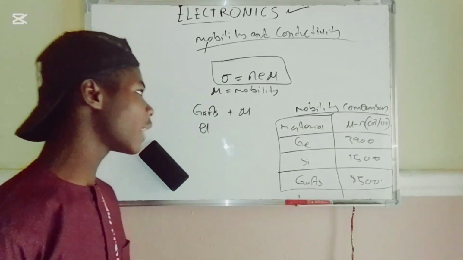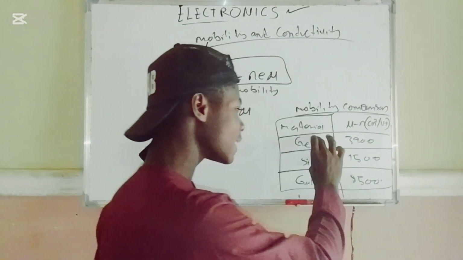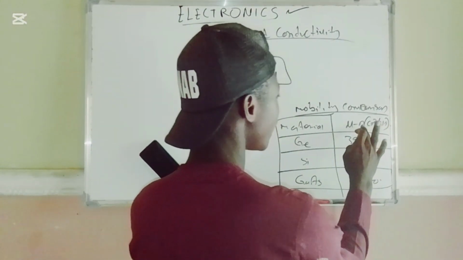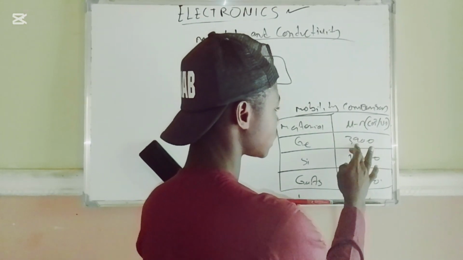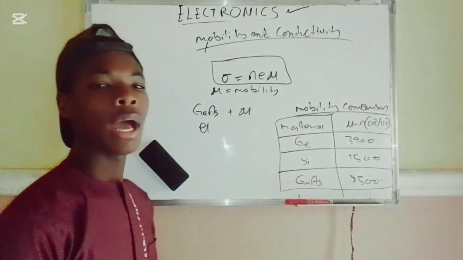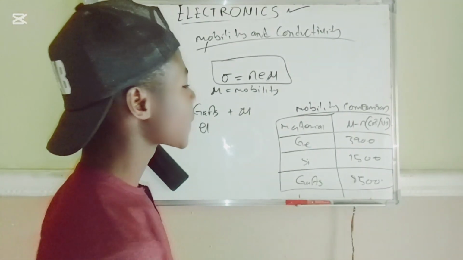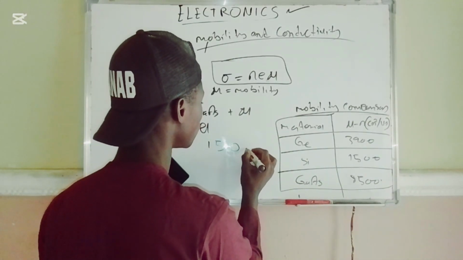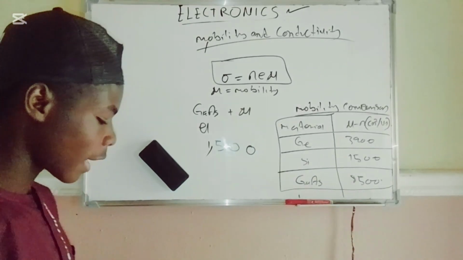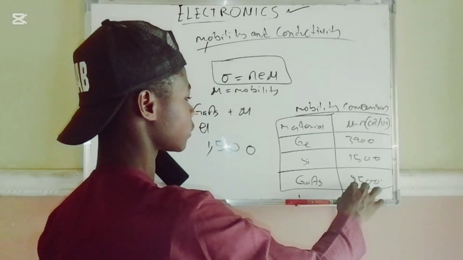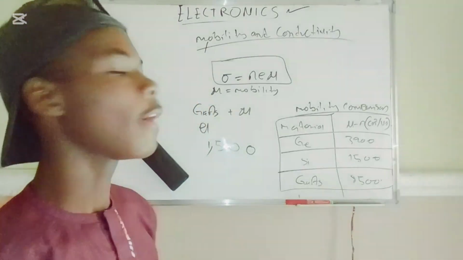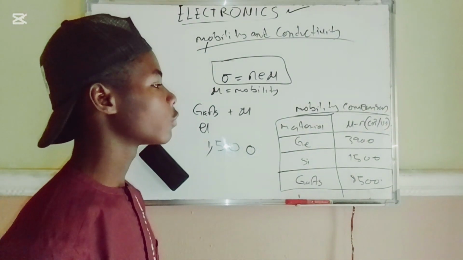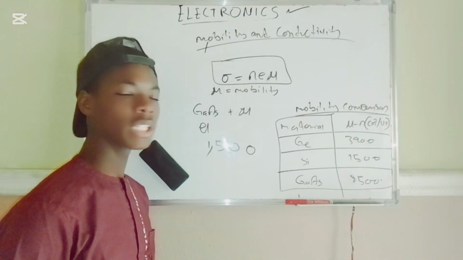Here is the mobility comparison. For a material, germanium, silicon, or gallium arsenide, the mu values are: 3900, 1500, and 8500 for gallium arsenide. So take a sheet of paper again and write this mobility comparison.